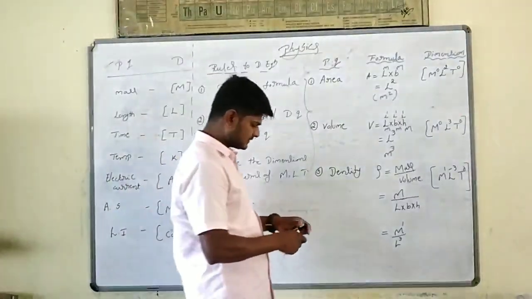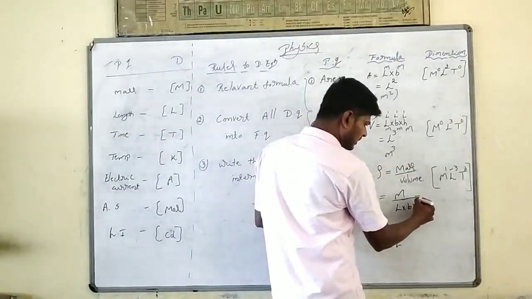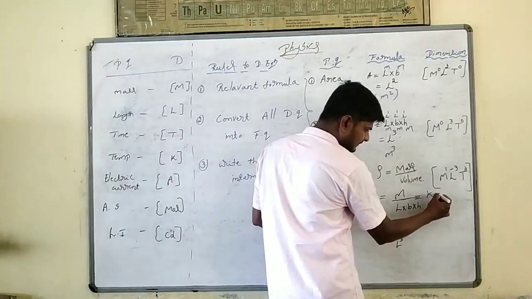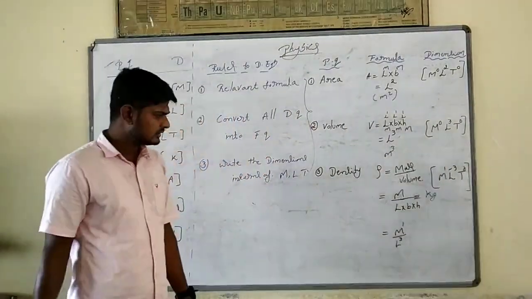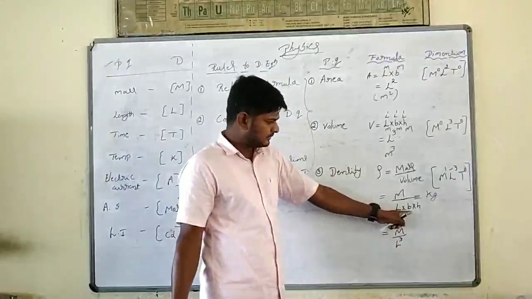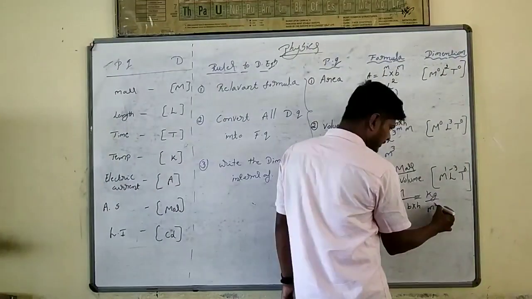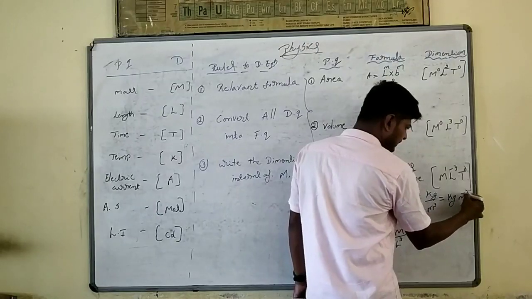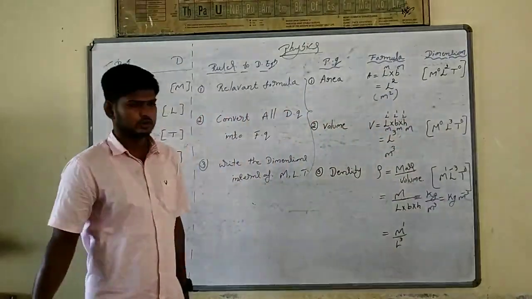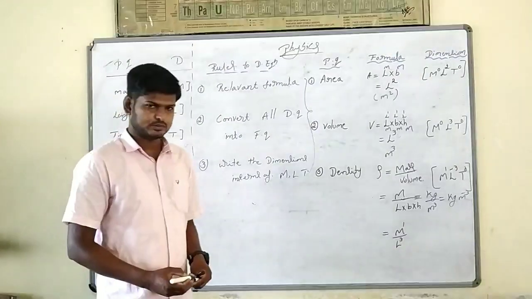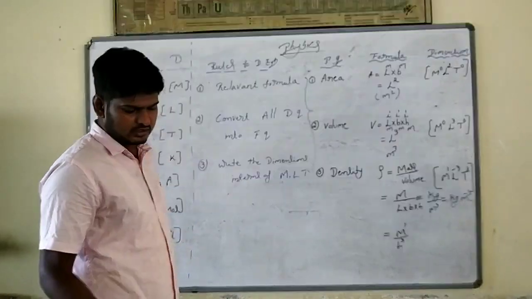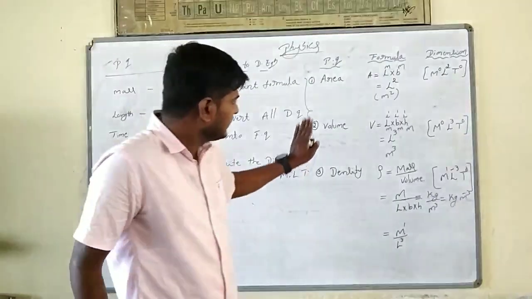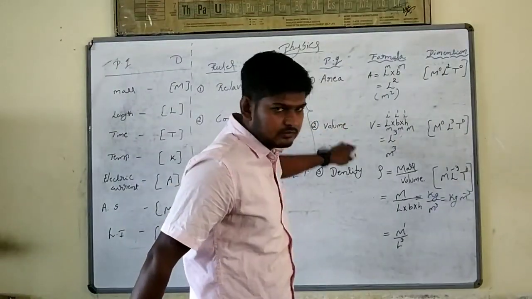Now see here. When we write the unit, we measure mass in kg. Then length, breadth, height in meters. The unit we write is kg per meter cube. The unit will be kg per meter cube. Like this way we write the dimension. Clear? I think it will be clear. We have written area, volume, density.